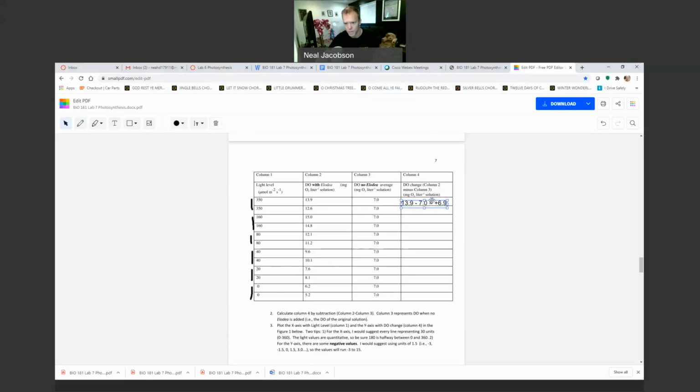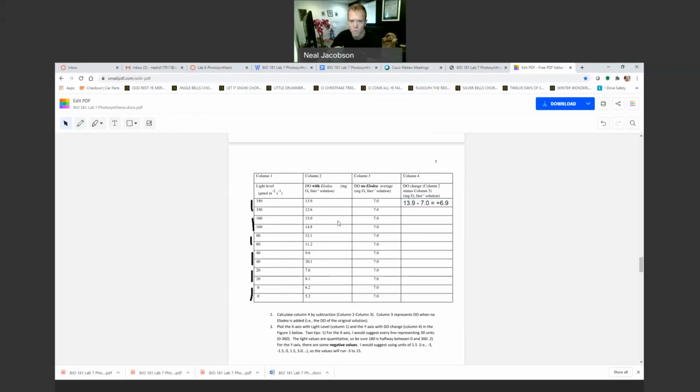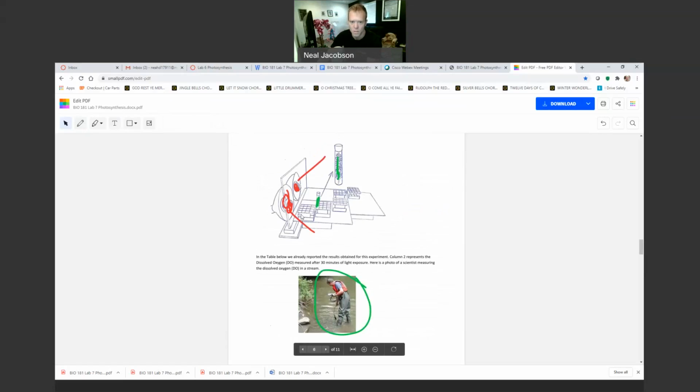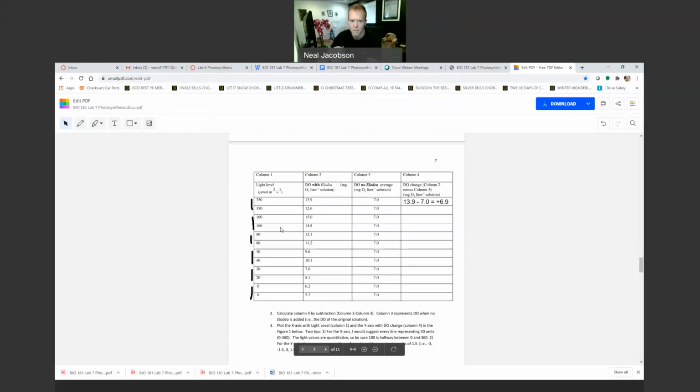And so I'm just going to put that right there. So I took what I finished with, subtracted it from what I started with, and I ended up with 6.9. Okay, the next one. So remember that we had 2 tubes for each interval of light. So 2 tubes being exposed to 350, 2 tubes being exposed to 160, 2 tubes for each.